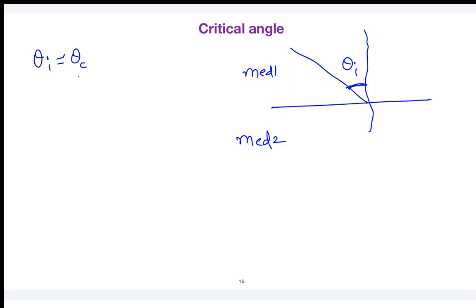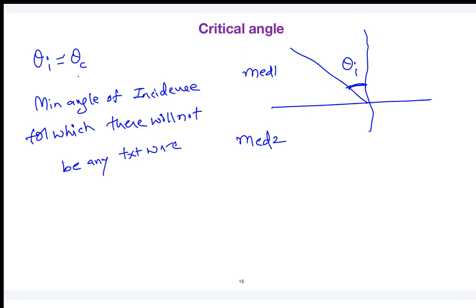So the critical angle can be defined as the minimum angle of incidence for which there will not be any transmitted wave. Which means that your full wave should be reflected back into the same medium. Do you have any question here? And what will happen when the angle of incidence is greater than the critical angle? Suppose consider the case where your angle of incidence is more than the critical angle. What will happen? Do you think in that case total reflection takes place or total transmission takes place?